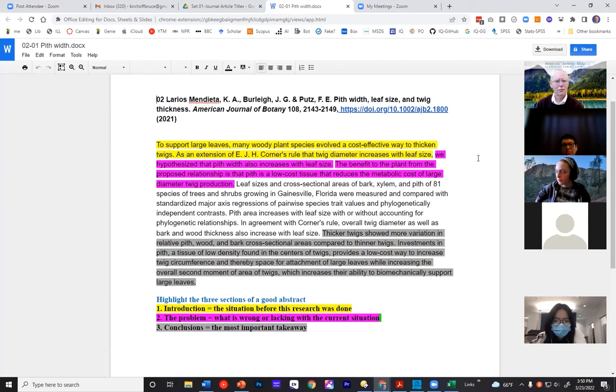And then the second part of that is a larger, more broad kind of conclusion that people can take away. Investments in pith, a tissue of low density found in the centers of twigs, provides a low-cost way to increase twig circumference and thereby space for attachment of large leaves, while increasing the overall second moment of area of twigs, which increases their ability to biomechanically support large leaves.